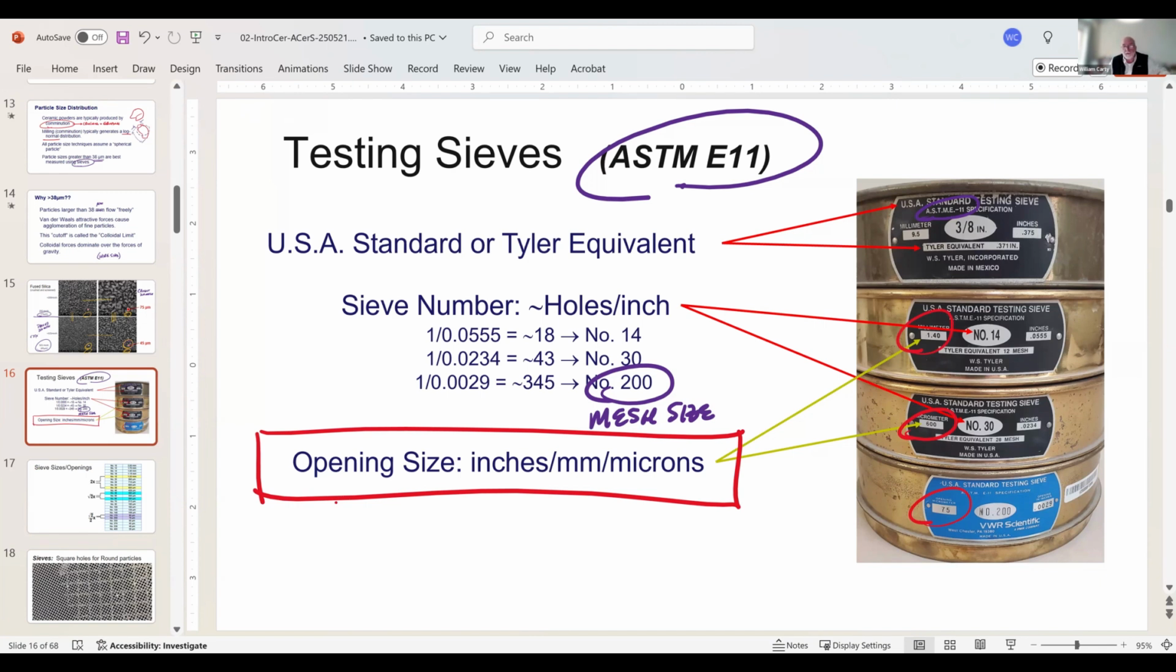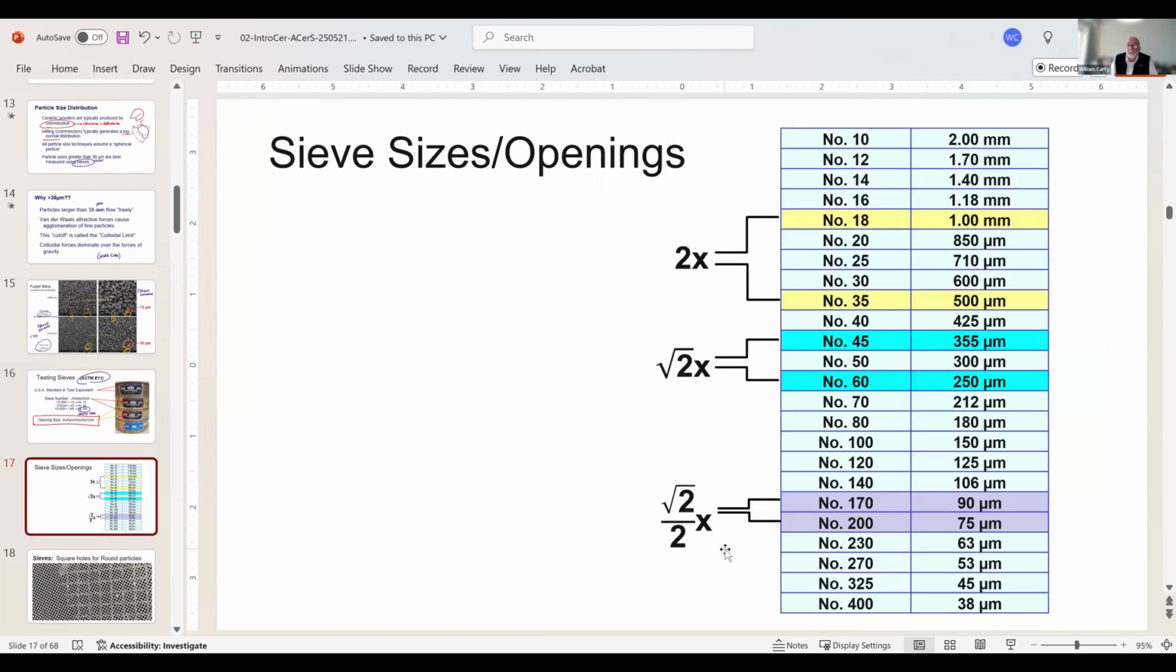Sieves are remarkable devices, and they are because they were set up extremely well. This is your mesh size here, and this is your opening. Now, what you'll notice here is that if I go from number 18, and I skip 1, 2, 3, when I get to number 4, I am now 2x. So that means that 18 is twice the opening size of 35.